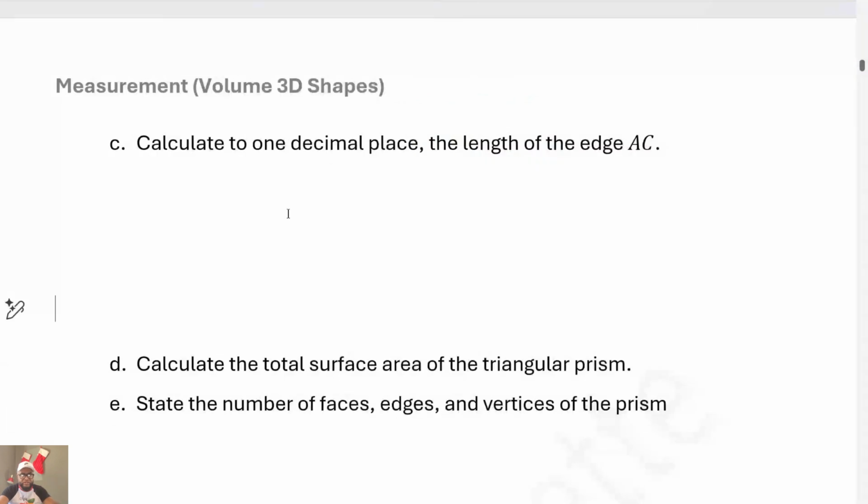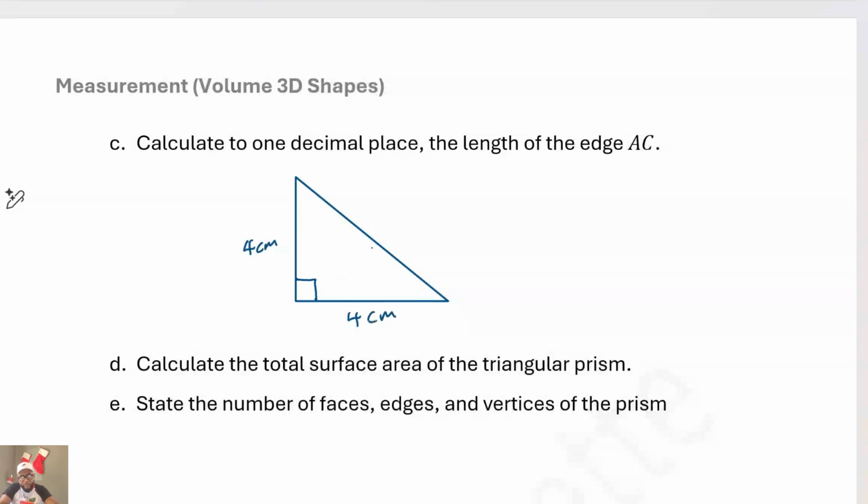Let me draw the triangle down here. I separated the triangle. This is the triangle. It doesn't really look isosceles, so I'm going to fix that. Let's make it look more isosceles. Right angle, 4 cm, 4 cm.